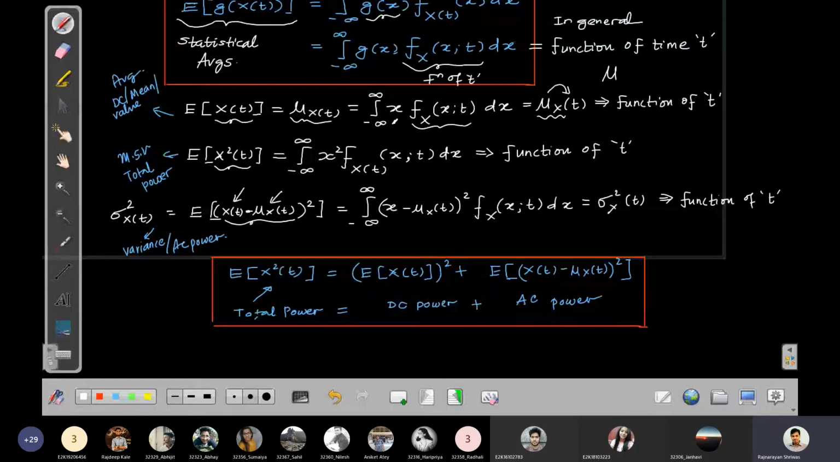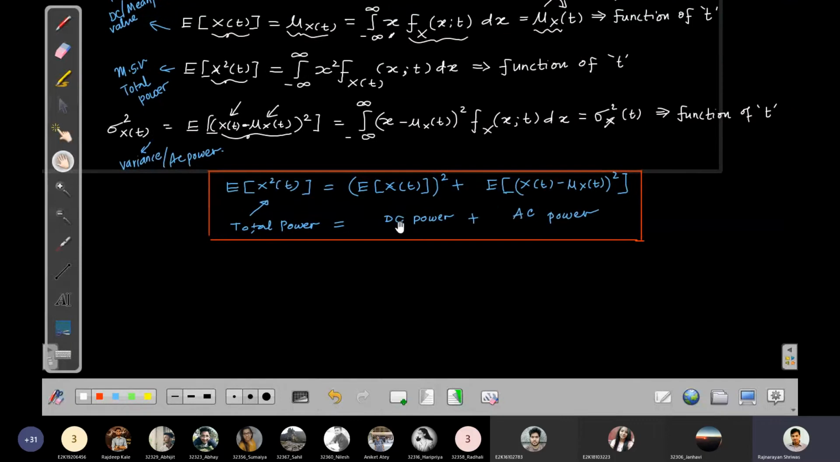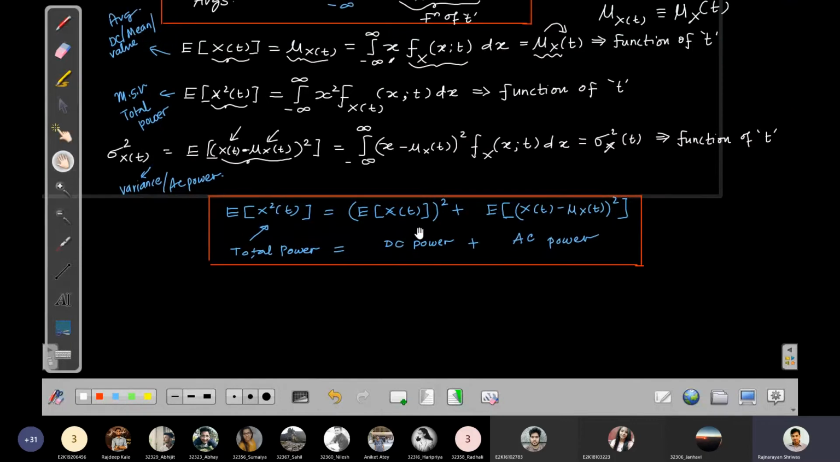You may write it like this, or you may write it like this. Here you are saying explicitly that the mean is a function of time. Similarly here also, and the variance also. These are called variance, AC power, and we know that the total power has to be equal to DC power plus AC power. This is how these three parameters are related. If you know two of them, you can find the third one. You don't have to use the integration and all those things.